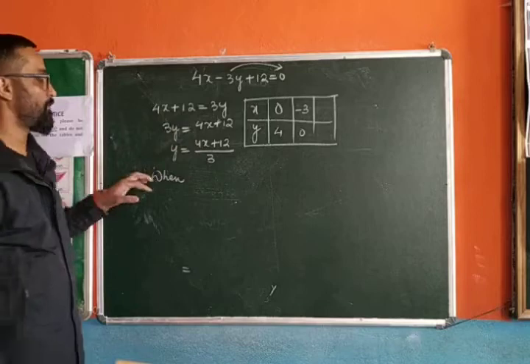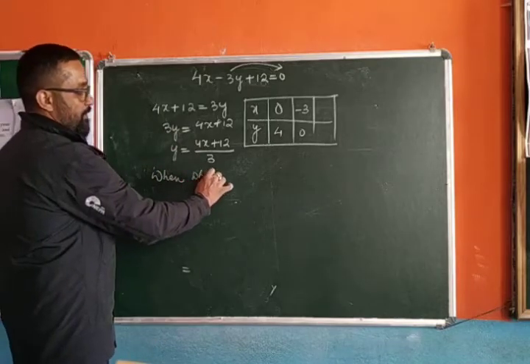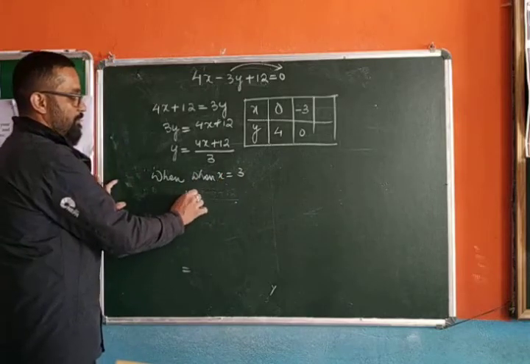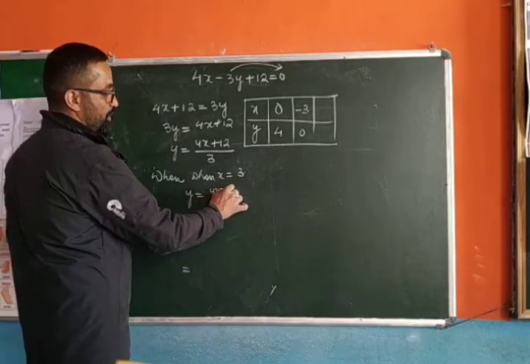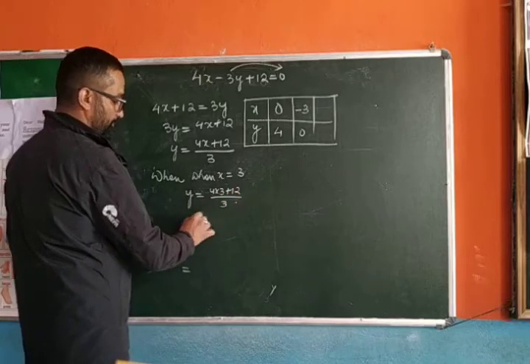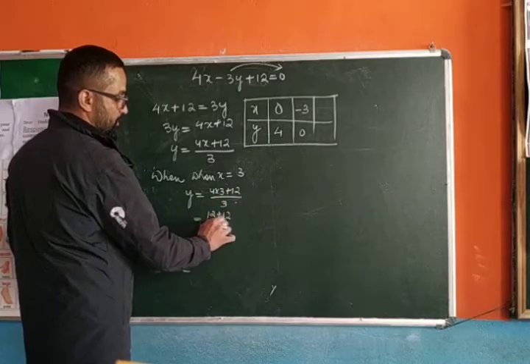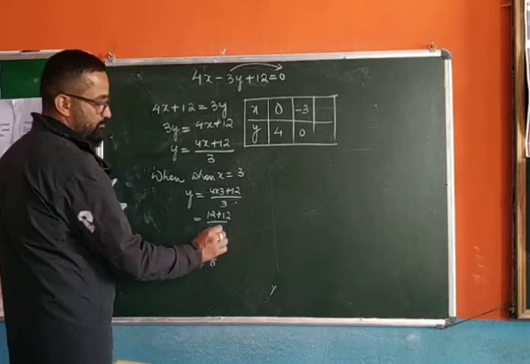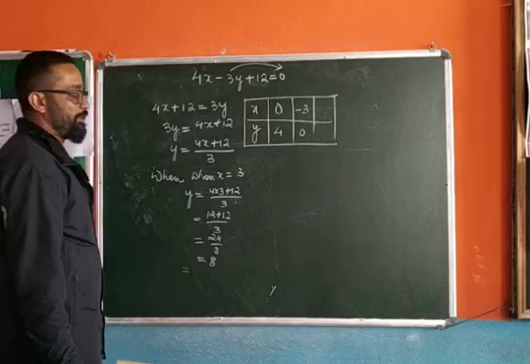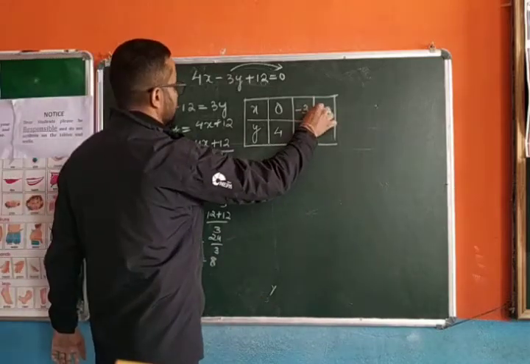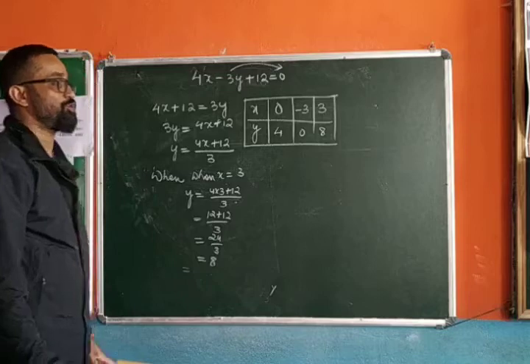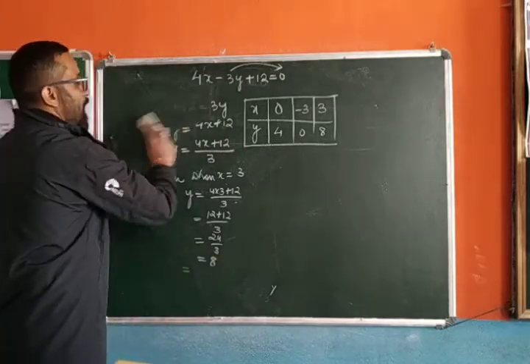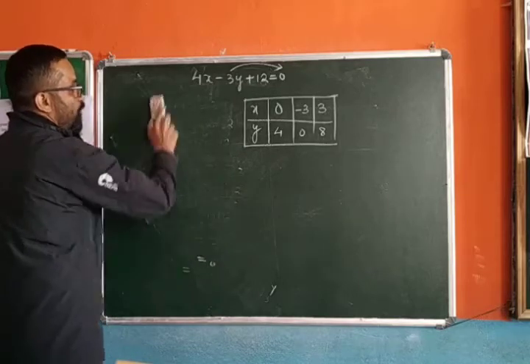So you go for x is equal to 3, suppose, a positive value. y is equal to (4 into 3 plus 12) divided by 3. 12 plus 12 divided by 3, which is 24 divided by 3, 8 times. 8 into 3 is 24. So when we take x as 3, y comes to 8. We have 3 pairs of points. Now we plot these pairs of points in the graph.